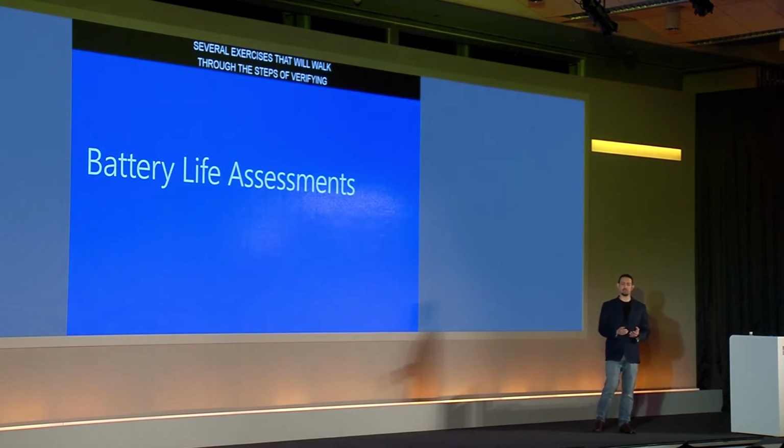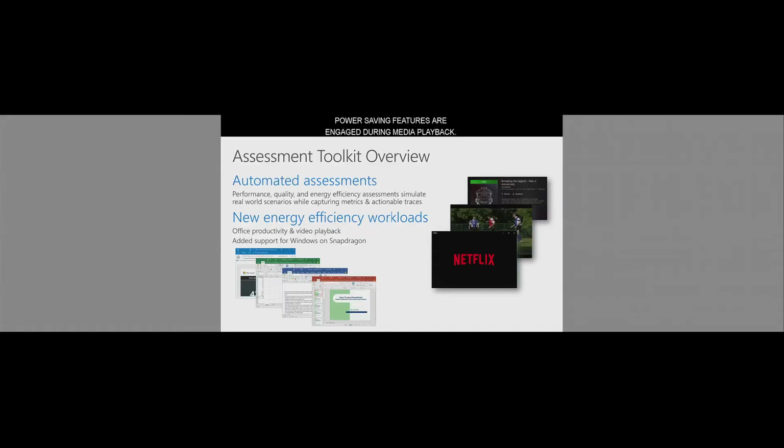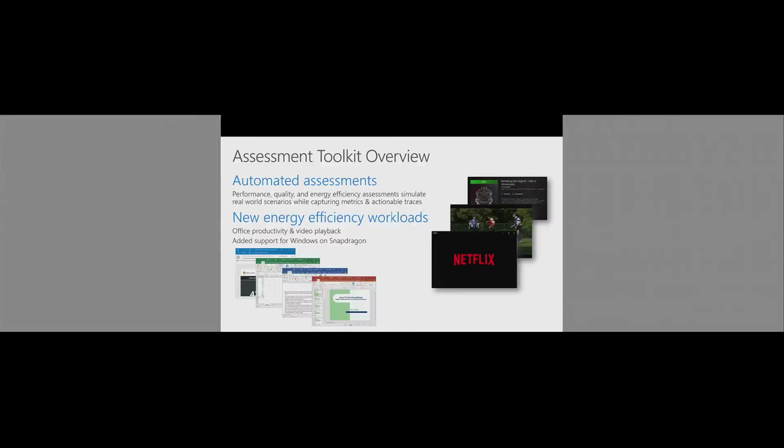Let's switch gears and talk about battery life assessments. So the assessment toolkit is a component of the ADK, the Assessment and Deployment Kit. This toolkit contains automated performance and quality assessments and energy efficiency workloads that enable partners to optimize Windows devices during device bring-up. Perf assessments generate metrics such as memory footprint, app launch time, boot time, shutdown, etc. Energy efficiency workloads generate battery life rundown stats.